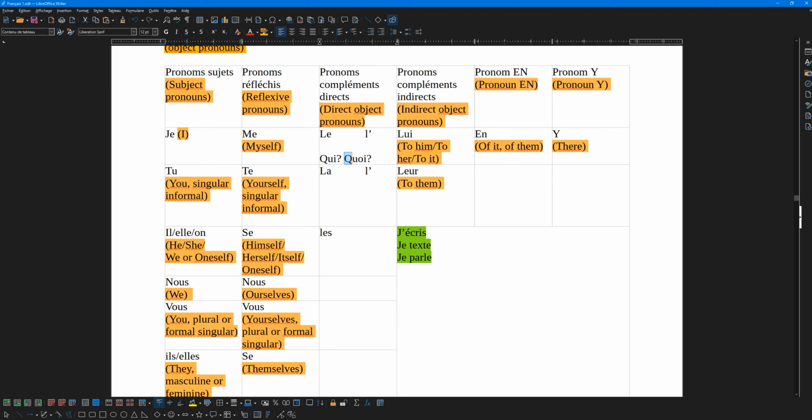You'll say j'écris. You'll say I'm writing to who? So if you say to him, to her, to it, you ask yourself, I'm writing to who? It will be lui or leur. So if I say j'écris à ma copine, I'm writing to my girlfriend, I'll change à ma copine by lui. It will be je lui écris. I'm writing to her. Je texte à mes parents.